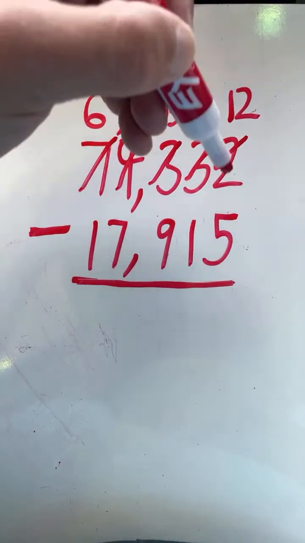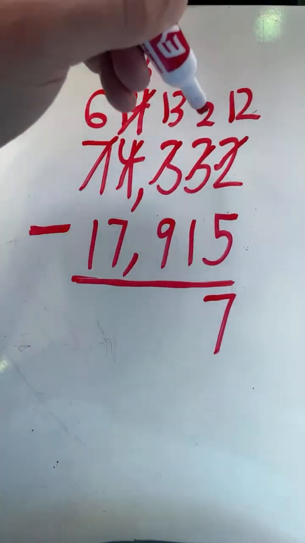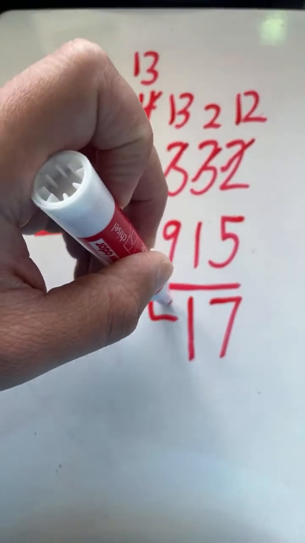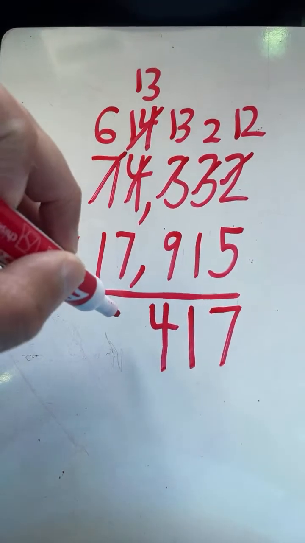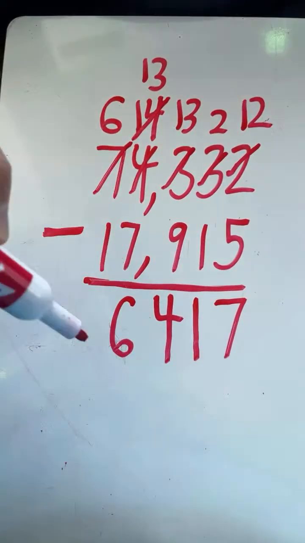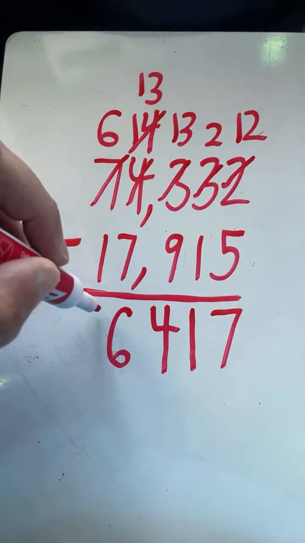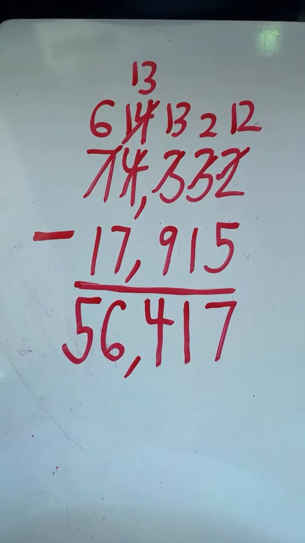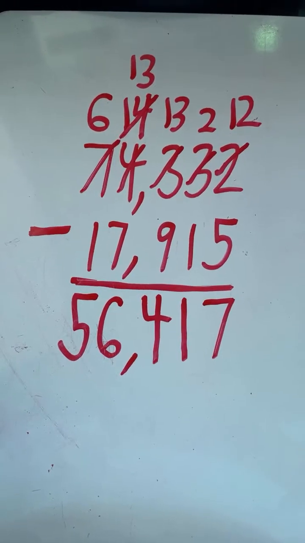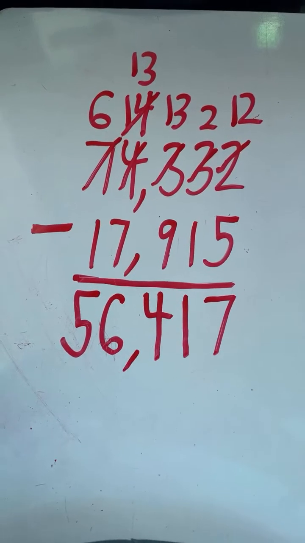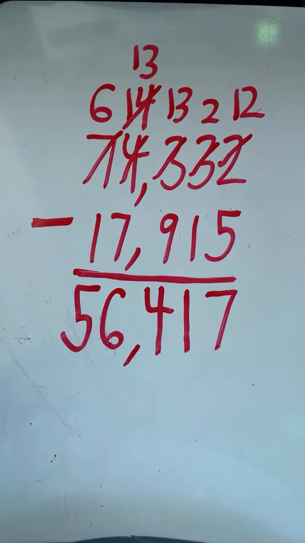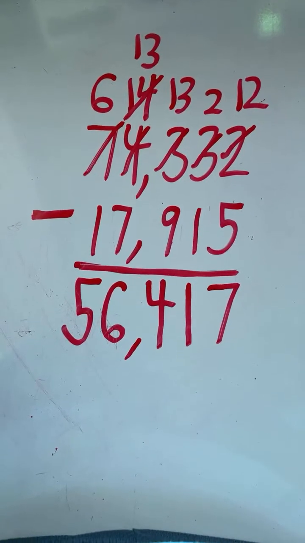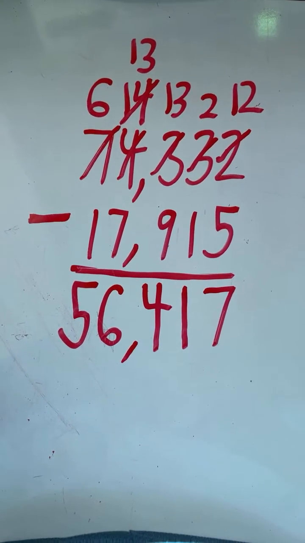So starting in the ones place, 12 minus 5 equals 7. 2 minus 1 equals 1. 13 minus 9 equals 4. 13 minus 7 equals 6. 6 minus 1 equals 5. And we have our final answer. 74,332 minus 17,915 equals 56,417. And that is my live stream for today.